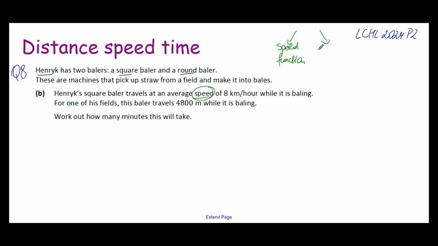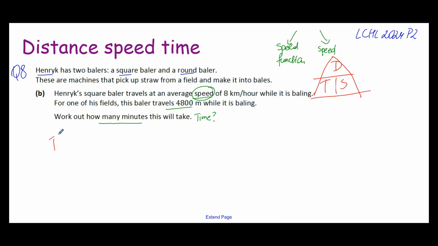But the second time they can mention the word speed, that has to do with the formula for distance, speed, and time, our triangular formula. And that's what we have here. We don't have a function, it's paper two. Now, distance, speed, and time do appear in both paper one and paper two. So that's the speed. The traveling distance is the distance, and how many minutes is the question about time.